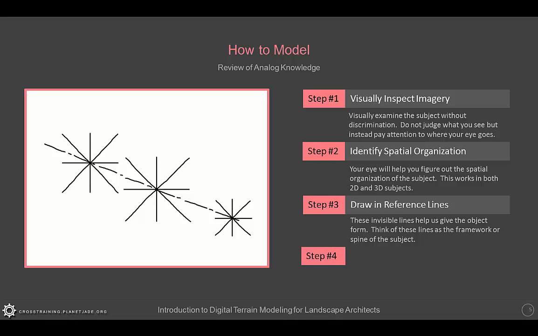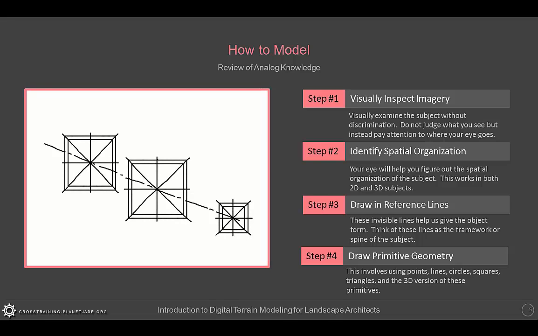And then finally, our fourth step, we draw in the primitive geometry. So remember, this involves circles and squares, or we can use points and lines or triangles. And this applies also with 3D versions, so you can do spheres and cubes and cones and so on and so forth. So in this example, I drew some 2D ones.